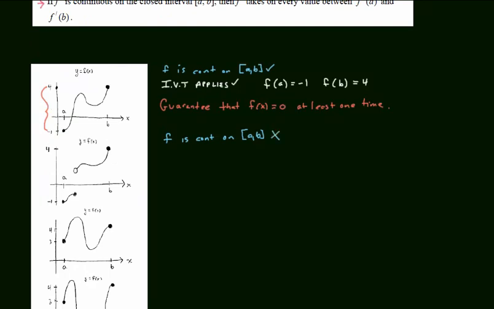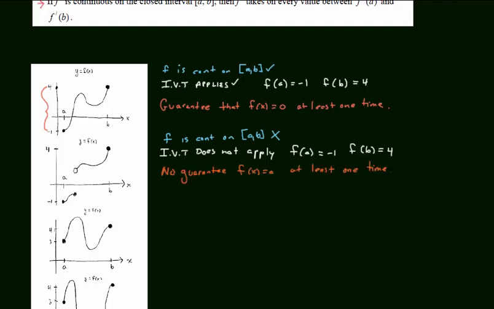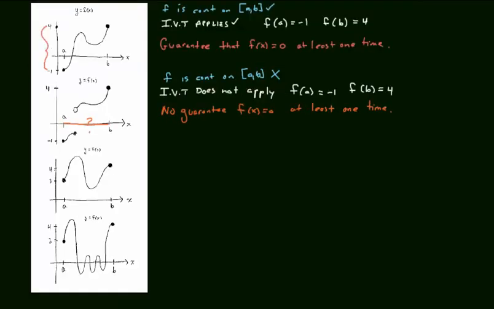Diagram 2, f is continuous on AB. That is not true. F is not continuous on AB. The intermediate value theorem does not apply. Here, f of A is -1 and f of B is still 4, but there's no guarantee there's going to be a 0. And in fact, we see here that the function has no zeros.